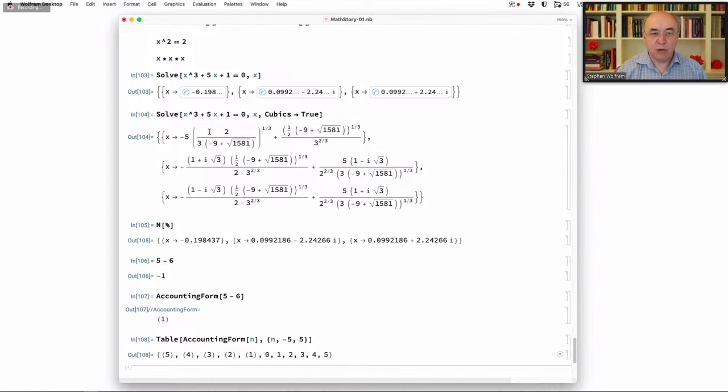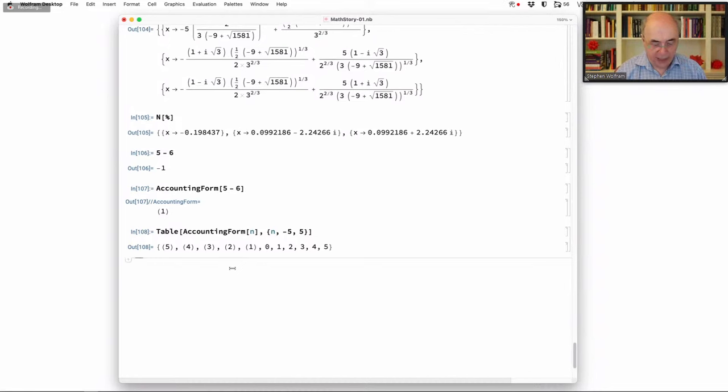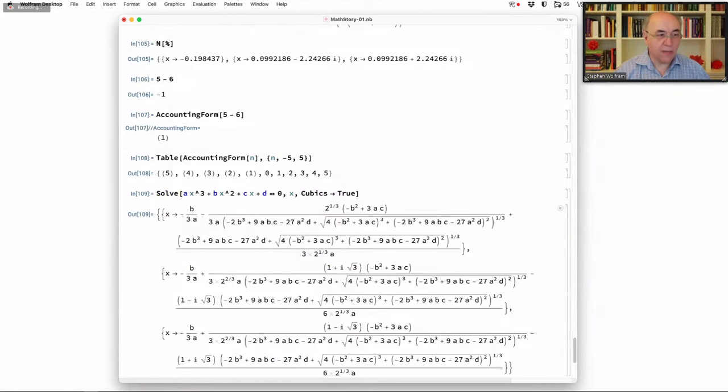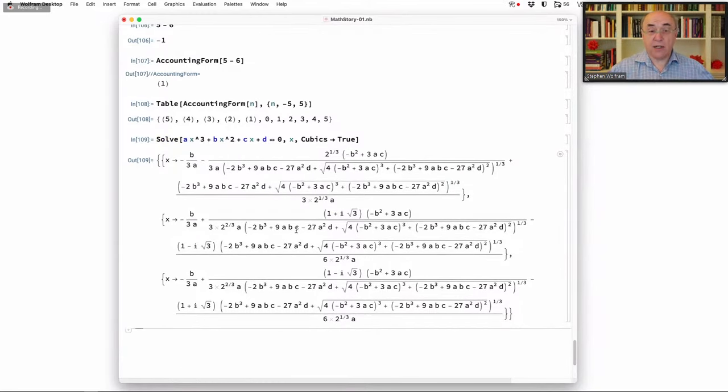He figured out how to solve cubic equations. In fact, he figured out a general formula that lets you, for any cubic, ax cubed plus bx squared plus cx plus d equals 0, and the result is a total mess. But this is what Cardano figured out, and it was a big achievement. One of the things that happened was he realized that as soon as you're enumerating roots of a cubic equation, you really have to start talking about negative numbers.